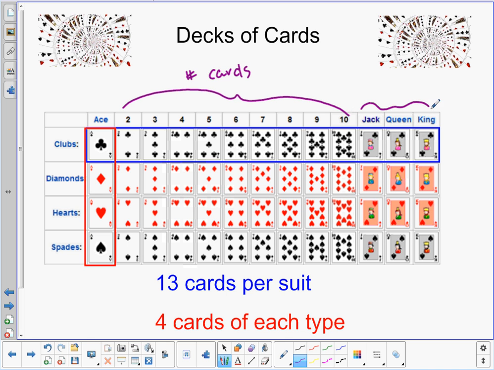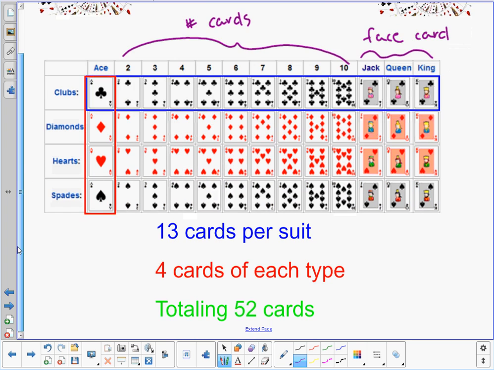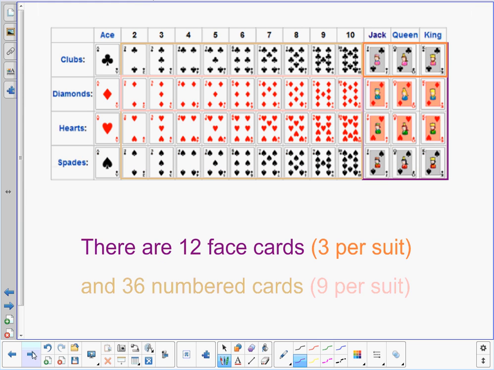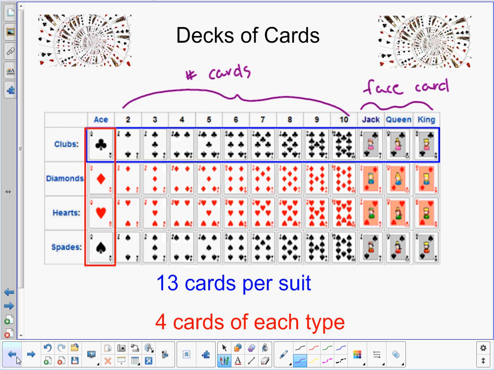These ones are considered face cards. And ace is its own thing because ace isn't a number or a face. So that's just kind of our standard makeup of a deck of cards, totaling 52. So 12 face cards, there's 4 suits, and there's a table on the back of your notes sheet, if you haven't flipped it over yet, that you can fill in.